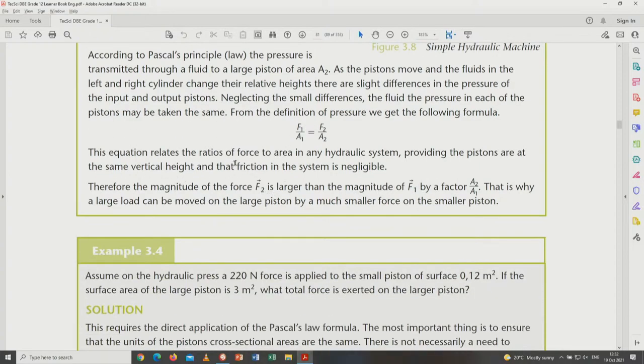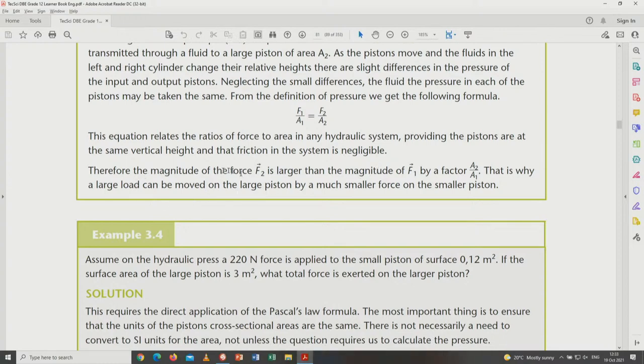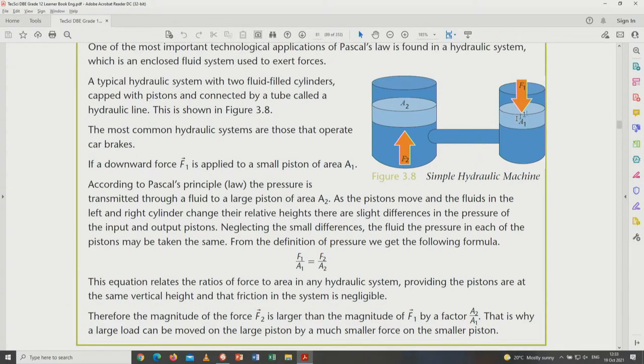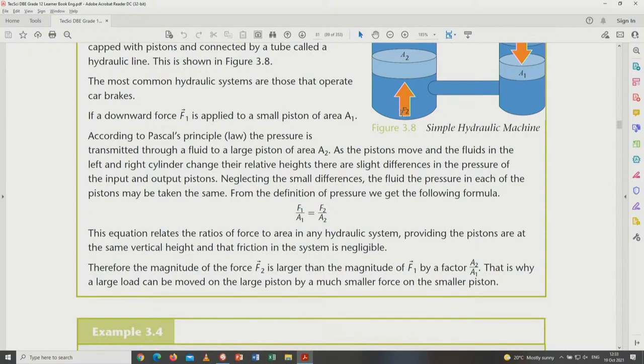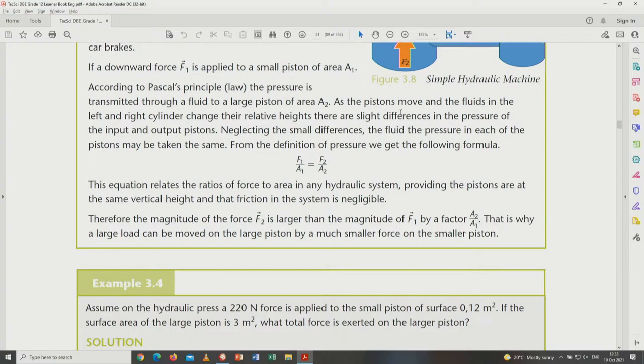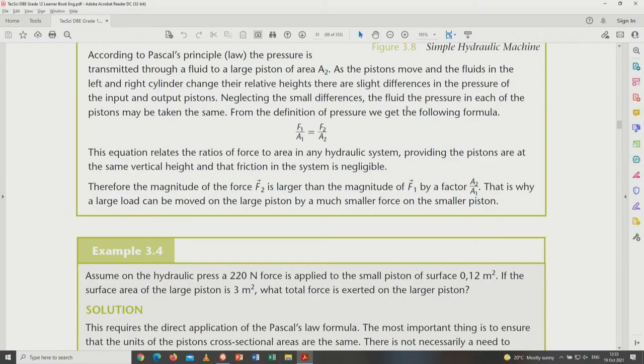This equation relates the ratios of force to area in a hydraulic system, providing the pistons are at the same level or same vertical height, and that friction in the system is negligible. Therefore, the magnitude of F2 is larger than the magnitude of F1 by a factor A2 over A1. That is why a large load can be moved on a large piston by a much smaller force on the smaller piston. So the idea here is that a hydraulic system can be used to apply a smaller force on the smaller piston and get a larger amplified force on a larger piston, therefore magnifying the output force. Hence it is easy for you to lift a heavy object by using a hydraulic system.